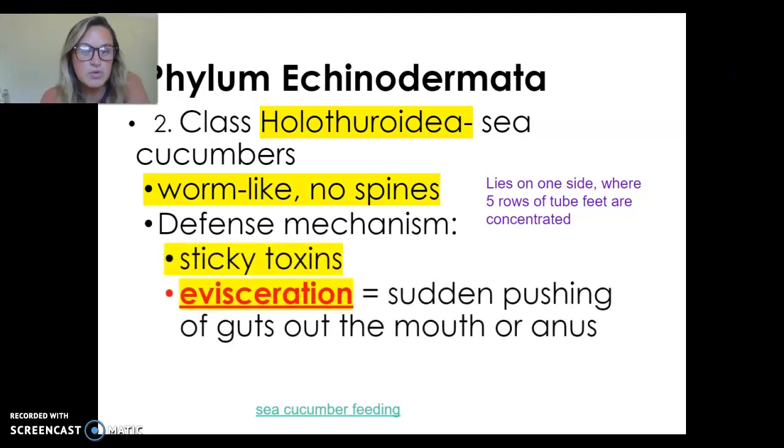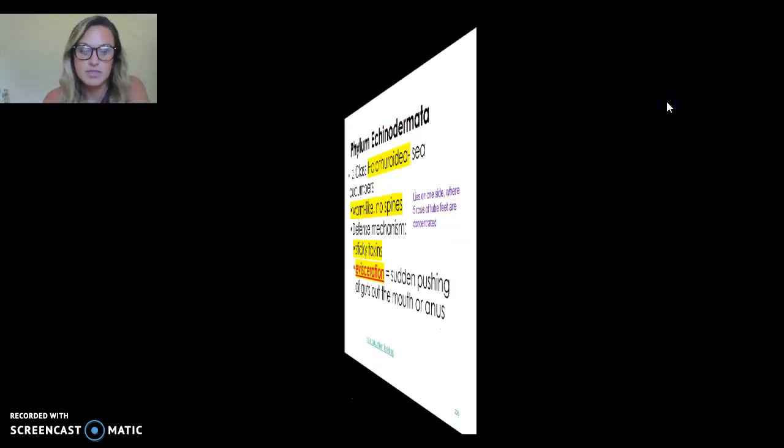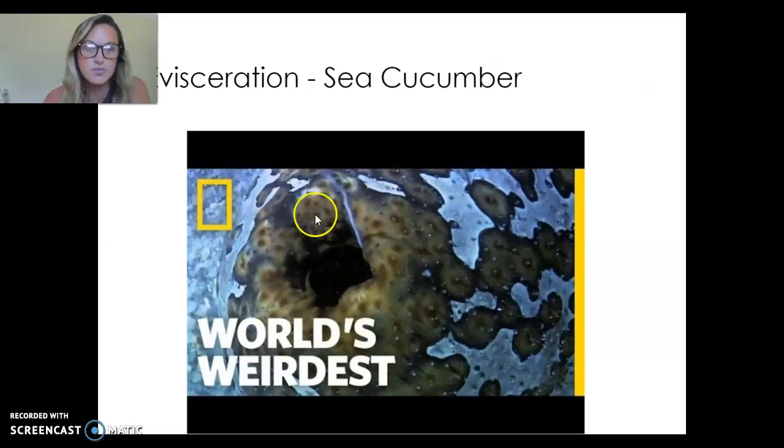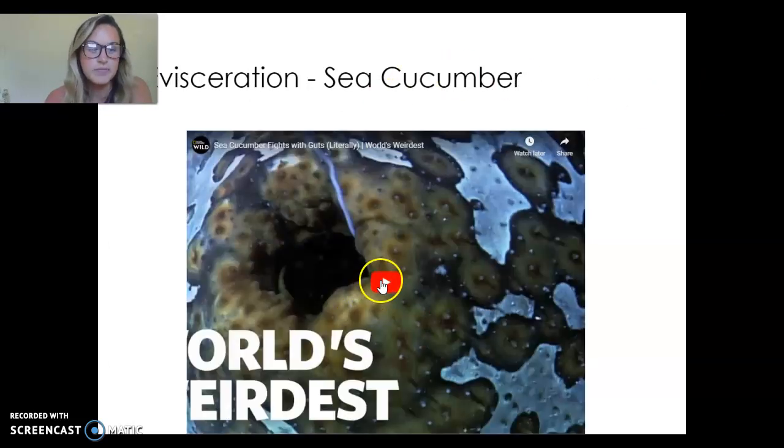They do have some defense mechanisms though. They have some sticky toxins that they can actually release from the body. And then they also do something referred to as evisceration. And evisceration is basically just them kind of vomiting their guts up out of their mouth or their anus. This uses a scare tactic in order to ward other predators away or to actually entangle and entrap organisms as well. All right, so I'm going to play this quick little clip for you to show you what exactly that looks like.